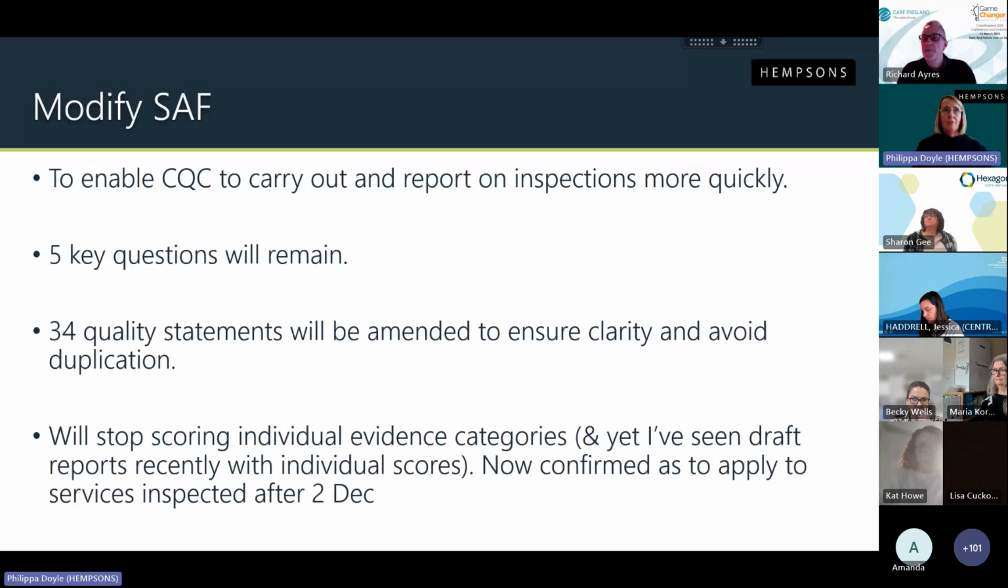Modifications to the single assessment framework. Okay. So that's going to enable them to carry out and report on inspections more quickly. And I have heard in the last week that there have been a couple of fast track inspections that have gone through with some newly registered services, where it's been a really high level, quick and dirty inspection, and the report has been through its draft process, been through factual accuracy, and been published, and that's been a 6-week process from end to end.